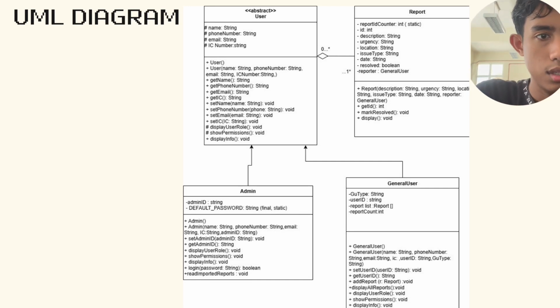And then we have general user. So basically, this is the real user who uses this program. They have a few attributes such as general user type. So it can be admin, it can be a student or staff. They have user ID, report list, and report count.